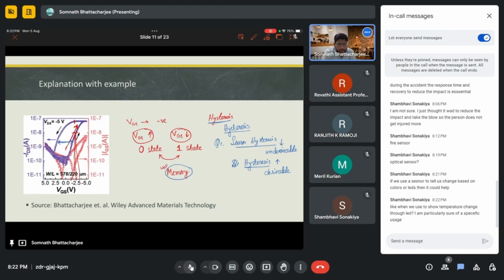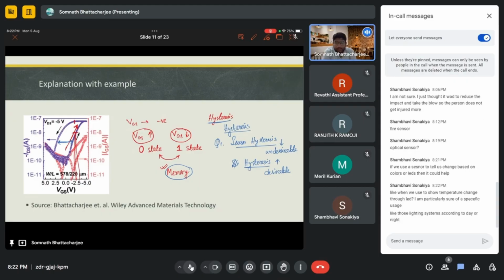Yeah, when we show the temperature change through LED. Nice answer actually. So in case of even thermostats in classrooms, we use thermostats to do what? To retain the value specifically. Like if the temperature of the room is 24 degrees, it should retain the value for some time at least to show that exact value. Yes, yes, yes. Lighting systems according to day and night. Perfect example actually. Nice.